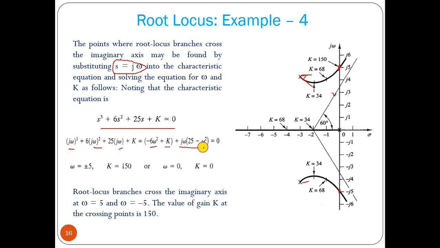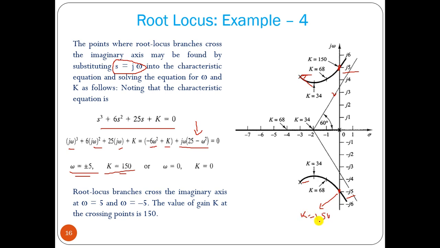From the imaginary part, we can find the value of omega. Omega equals root of 25, that is plus or minus 5. We put that value here: omega square is 25, so k equals 150. So omega is j5 and minus j5, and the k value is 150.